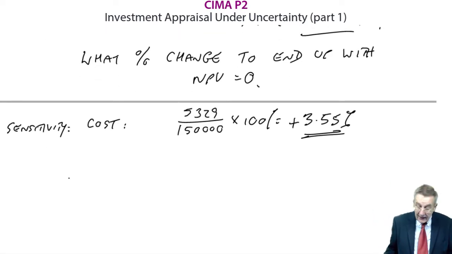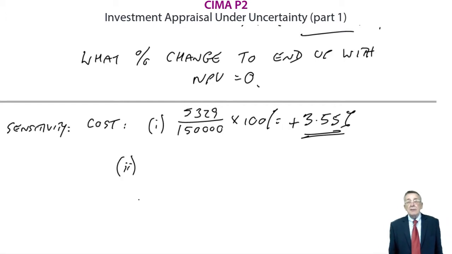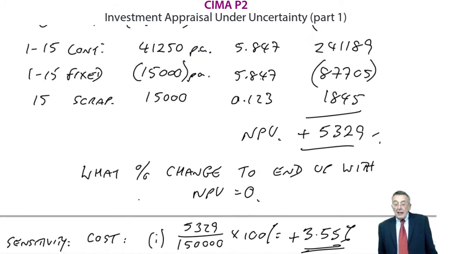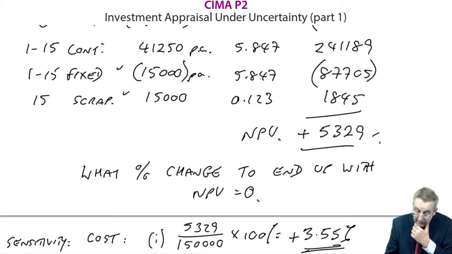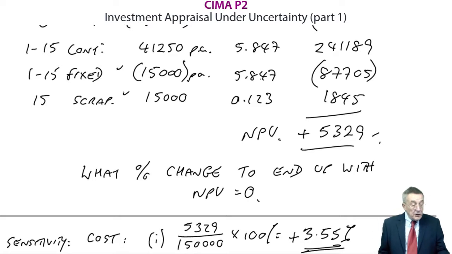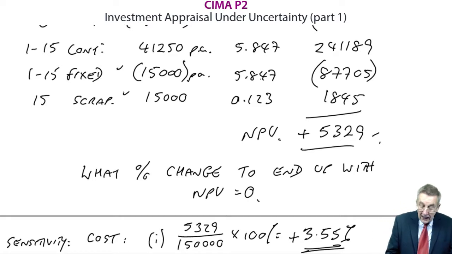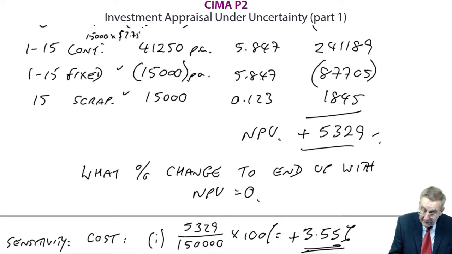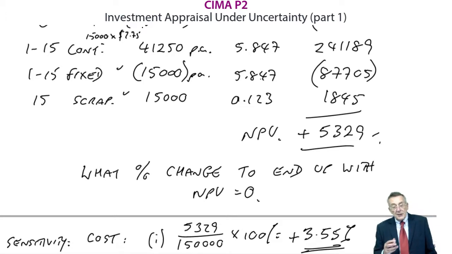Let's do the next one, the sales volume. Now think about this, because then I can actually give you a rule. What's going to happen if the sales volume changes and everything else stays fixed? So cost stays at 150, fixed overhead stays at 15, scrap stays at 15. What will change is the contribution. That contribution was 15,000 units at $2.75 each. And just think this through.